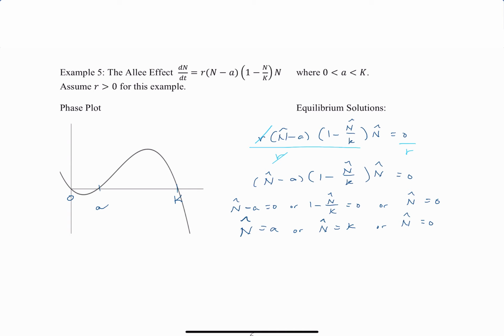Putting the arrows in, we can see that n hat equals A is unstable because the arrows are pointing away from it. N hat equals K is stable because arrows on both sides are pointing towards it. And n hat equals 0 is also stable.